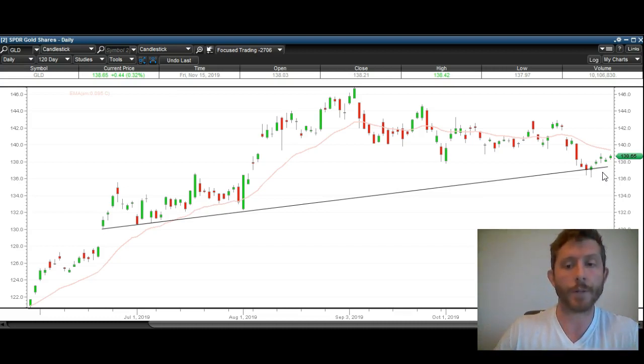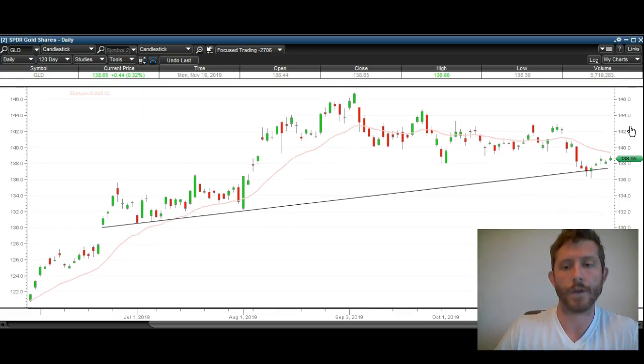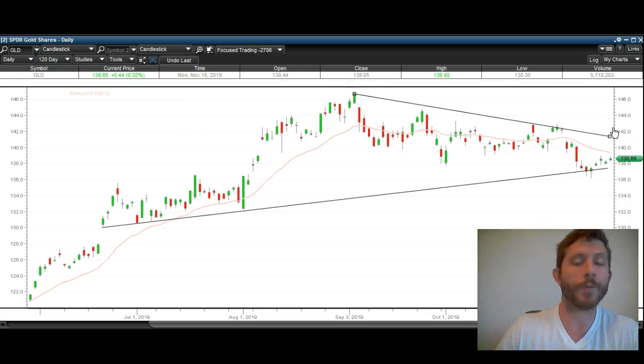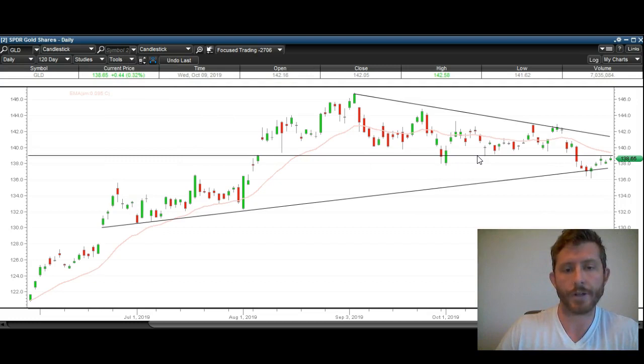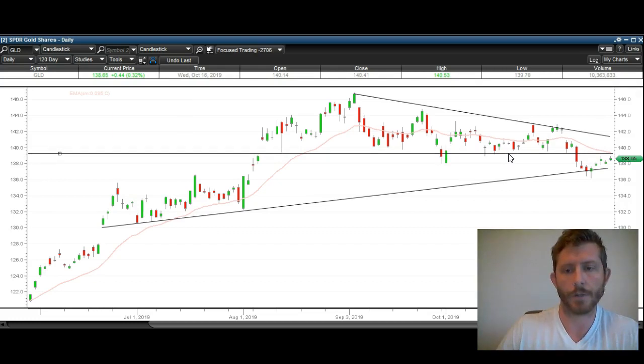So we do have that uptrend line. That needs to hold. We also have this downtrend line right here. If we break this downtrend line, so close over about 141, that would signal to me a breakout for gold. We have not done that yet. Now, I want to draw this support level that we have just broken recently, right around here. I'm just going to raise it a little bit, right about there.